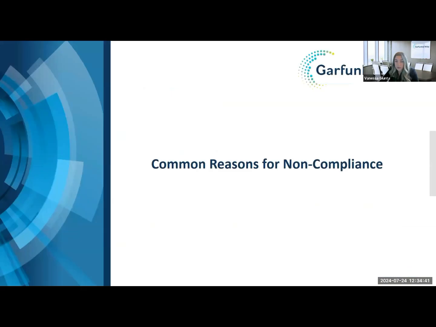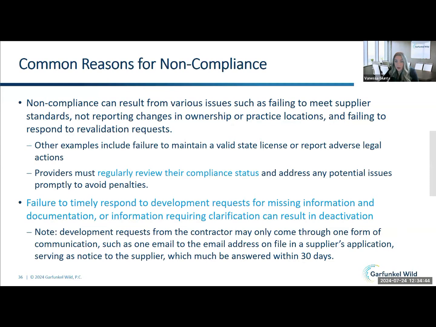So I'm going to talk about some common reasons for noncompliance. A finding of noncompliance can happen for various reasons, as we've covered. Some of the other issues we may not have already mentioned include not maintaining a valid state license, or failing to report adverse legal actions, or if you're confused about what actually counts as an adverse legal action to report, you can certainly ask us. This is why it's important to regularly check your compliance status, and you want to address any issues quickly to avoid any of these penalties.